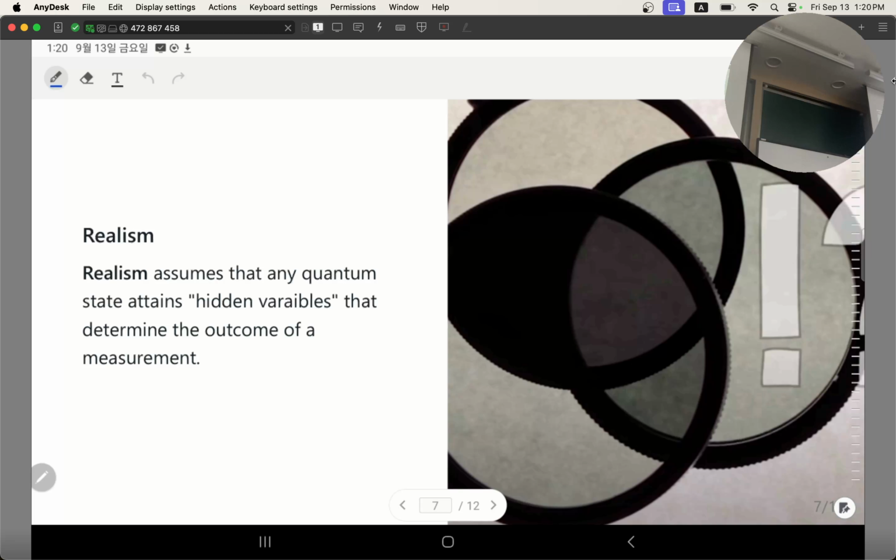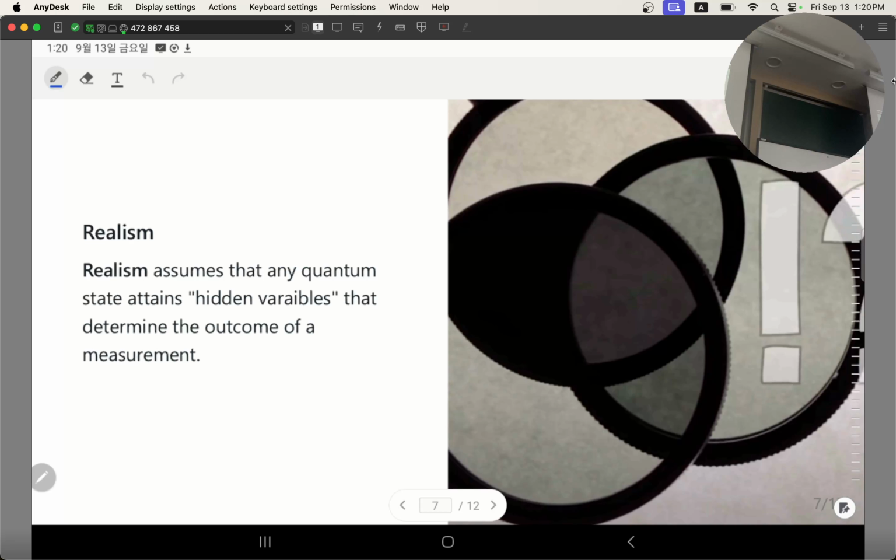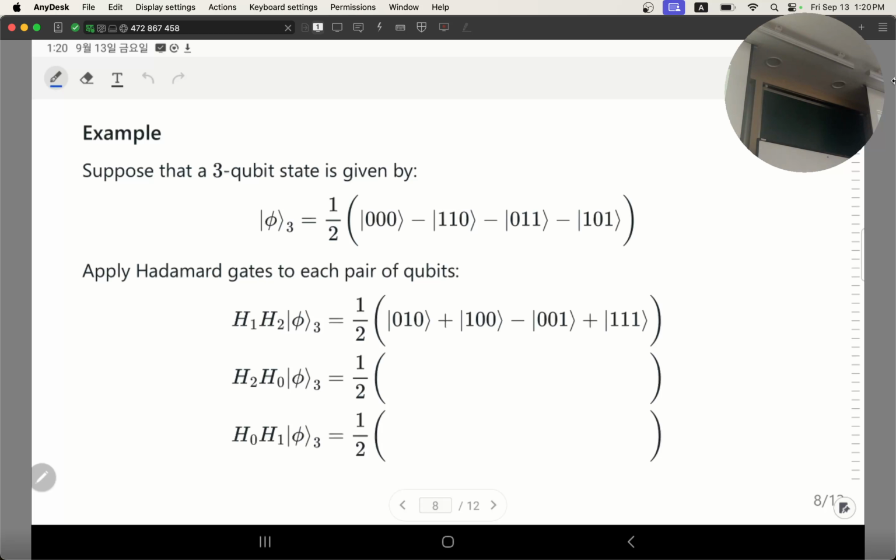It's only after I measure that the property or hidden variable manifests itself as an outcome. But that's not the way you should think when you're talking about the quantum state. So think about this example.